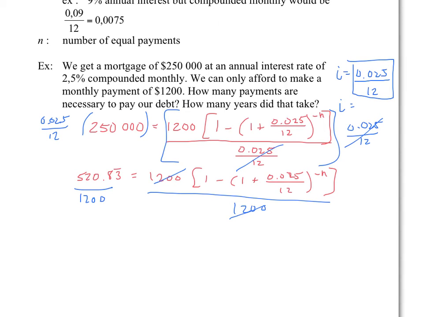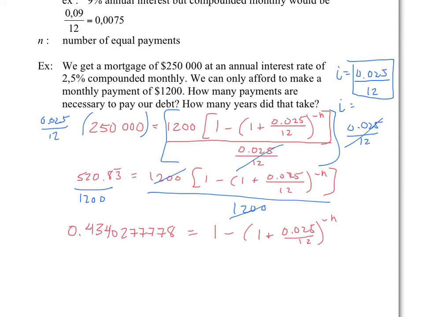Okay, so I'm going to try to keep as many decimals in my calculator as possible. If you guys want to leave it as a fraction, feel free to do so. So 0.43027, actually it's probably 7 to infinity here. Just to stay as consistent as possible with my calculator, I'm going to keep all the decimals and stop there. 1 minus (1 plus 0.025 divided by 12) to the power of negative n.